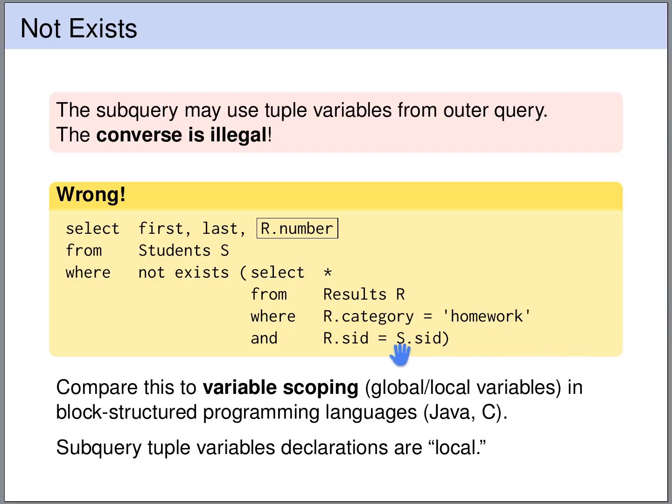So in the subquery, we are allowed to reference tuple variables that are declared in the outer query. However, the converse is illegal. We are not allowed to reference tuple variables in the outer query that are declared only in the inner query. And the reason is, of course, that we have a variable scoping similar to all usual programming languages. The variable R is declared locally in the subquery, so we can use it in the subquery, but we cannot use it in the outer block. So this is very similar to blocks in programming languages Java, C, C#, Python, and so on.